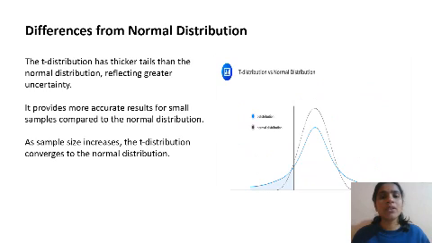Differences from the normal distribution. The t-distribution has thicker tails than the normal distribution, reflecting the greater uncertainty. It provides more accurate results for small samples compared to the normal distribution. As the sample size increases, the t-distribution converges to the normal distribution.